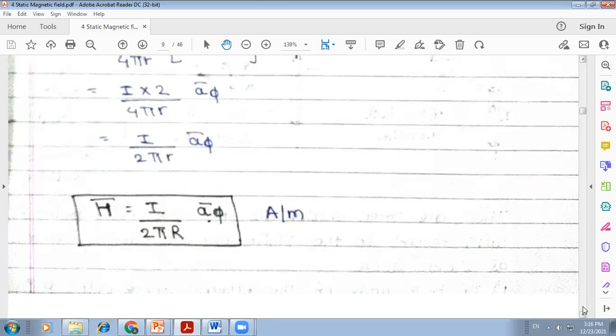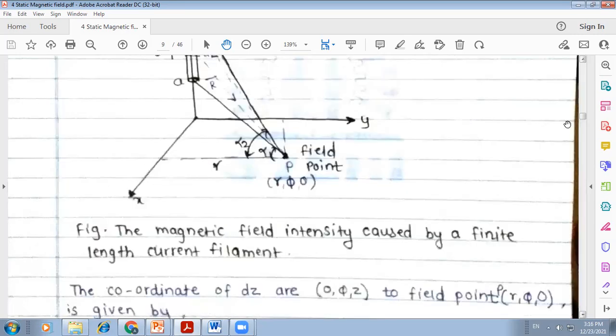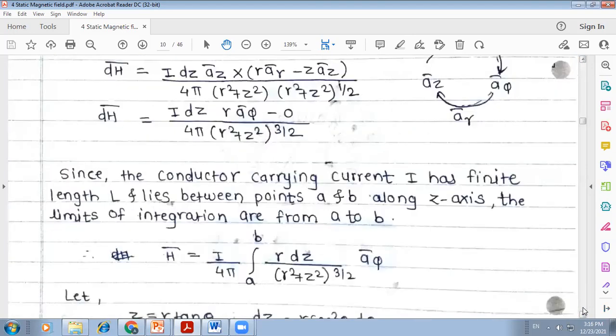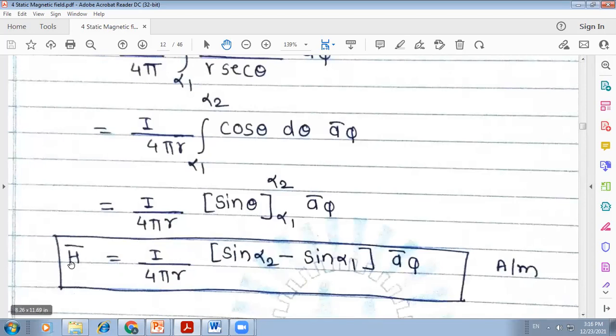For a finite filament, meaning when a particular length of the filament is given, from A to B, the equation is H bar is equal to I upon 4 pi r into bracket sine alpha 2 minus sine alpha 1 into unit vector A bar phi. Remember, the unit vector is the same for both, that is A bar phi. Here we are taking angles for the lower end and upper end.